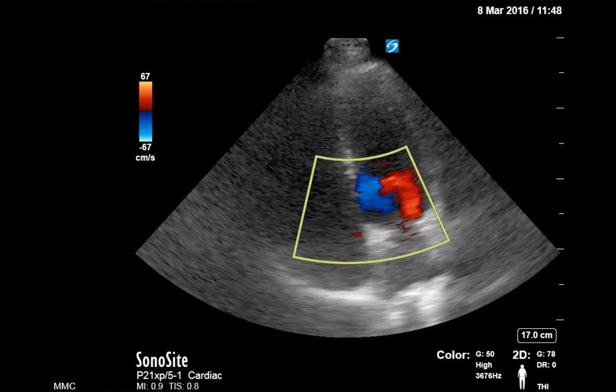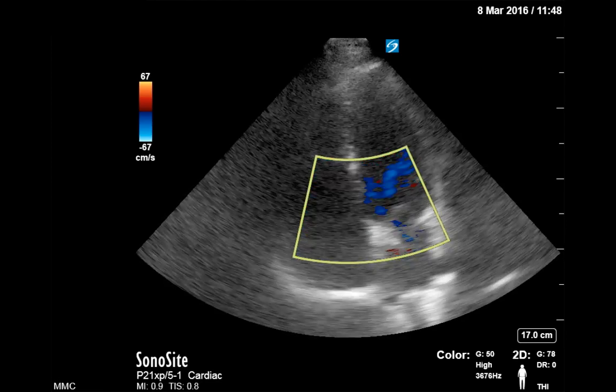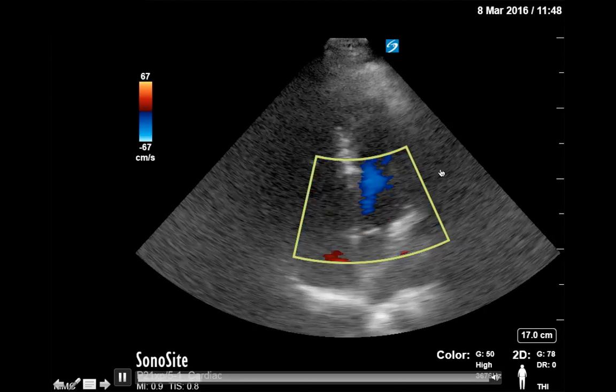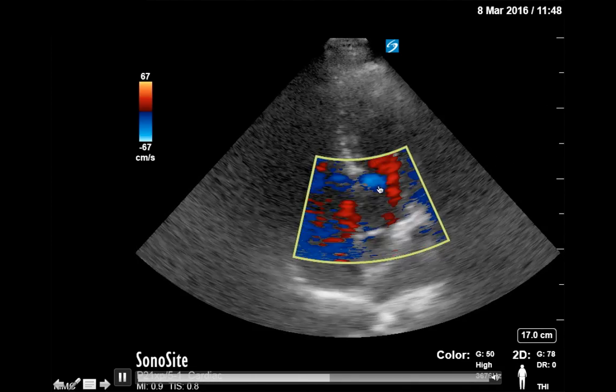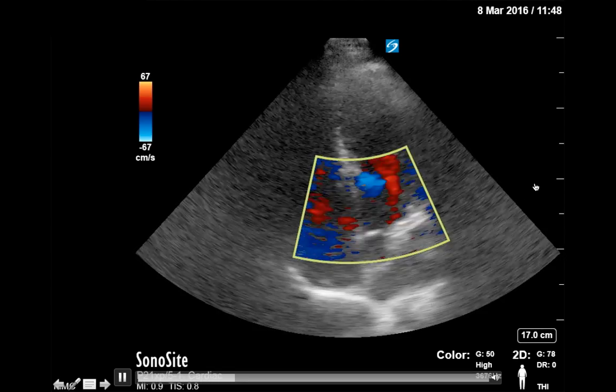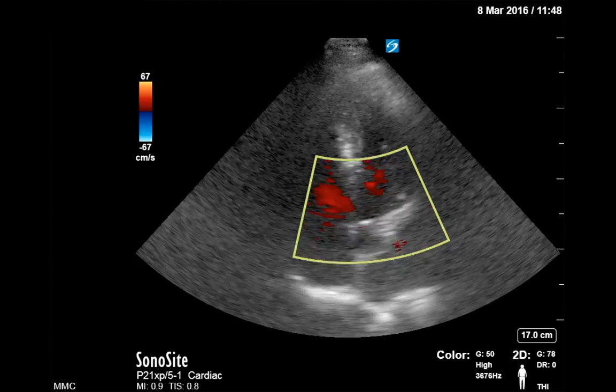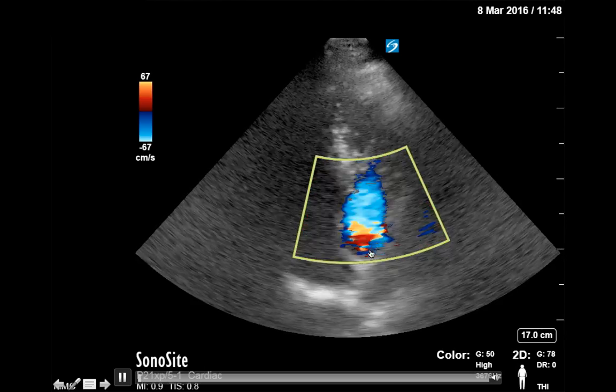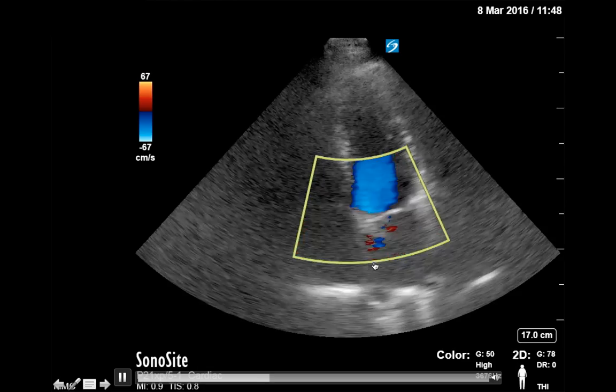You appropriately do not see any flow in the left ventricle during diastole. You don't see any red jets coming up after the blue jet. You also do not see a jet moving past the aortic valve, which would be stenosis.